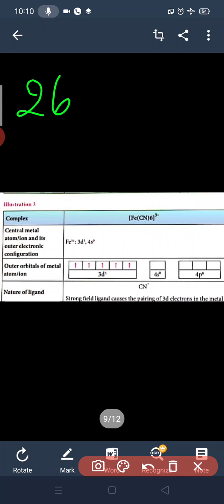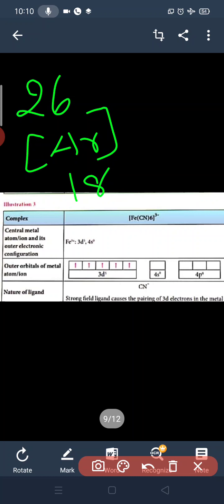Iron atomic number is 26. Electronic configuration will be argon. Number of electrons for argon is 18, and 3d8, 4s0.